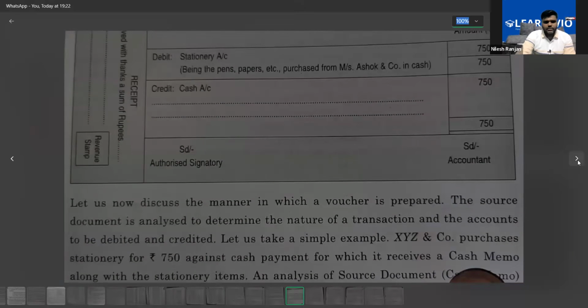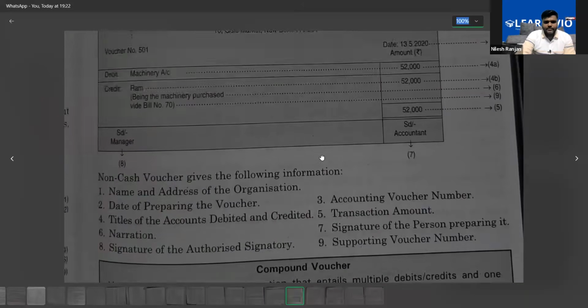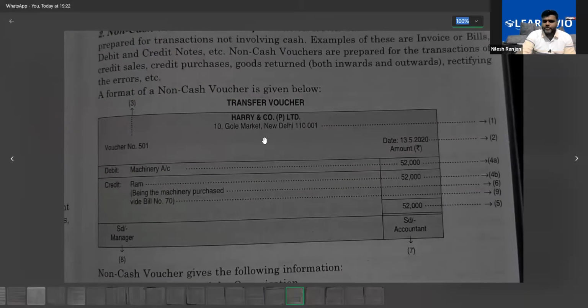There are some other vouchers. Yes, the transfer voucher you can see here. Transfer voucher: debit machinery account, credit RAM account, being machinery purchased. So we have purchased the machine, so the machinery account is debited and the RAM account is credited. So this is the voucher.